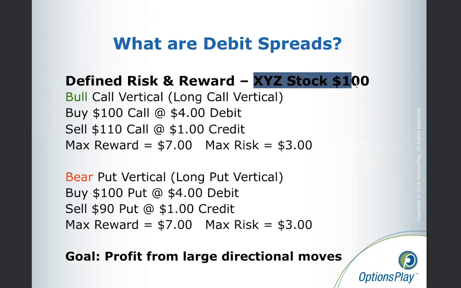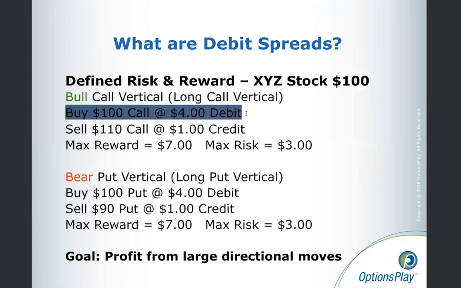So we're going to look at stock XYZ trading at $100. Let's say we're bullish on this stock. It's trading at 100. We think it's going to go to 110 or 115. How do we set up a debit spread for that? Just like buying a regular call, we're going to start by buying a 100 strike call, an at-the-money call. Let's say this call costs us $4.